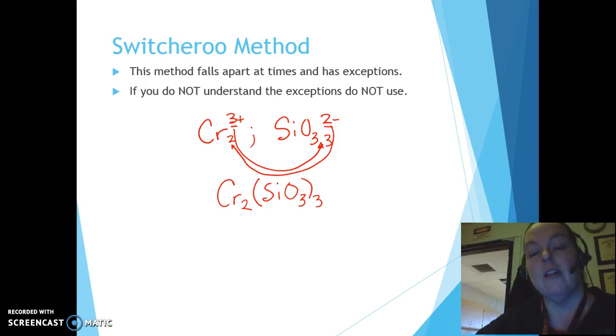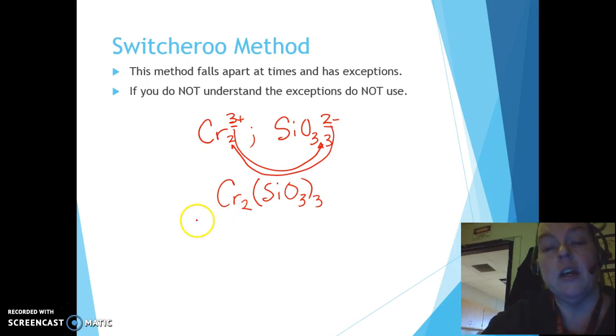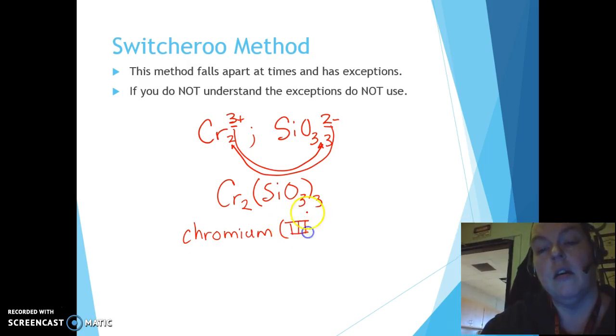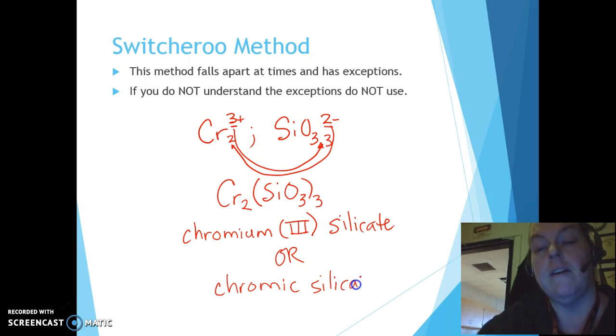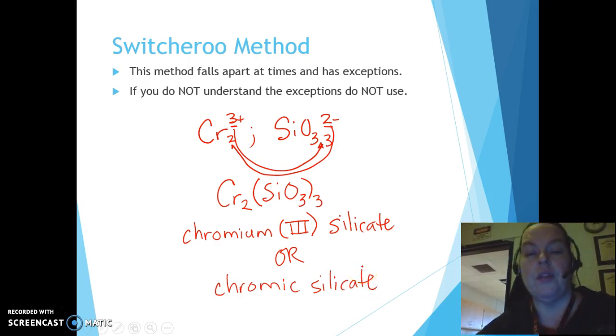Okay, here we go. So what is the name of this? Well, we've got to look up this name. So we could call it chromium. Chromium what? Chromium 3 because of the positive number there. Chromium 3. And then the SiO3, we look on our purple sheet and we find out that SiO3 is silicate. So chromium 3 silicate. Or we could use another name because our purple sheet gives us another name for chromium 3. It calls it chromic silicate, which would be a perfect name as well. So both of those names work for these problems.